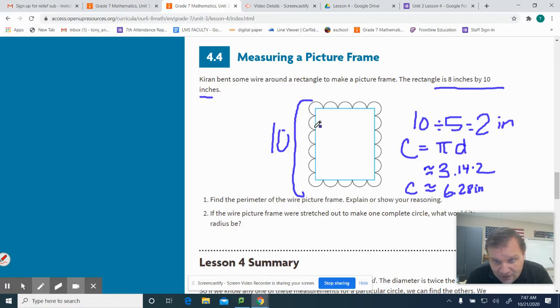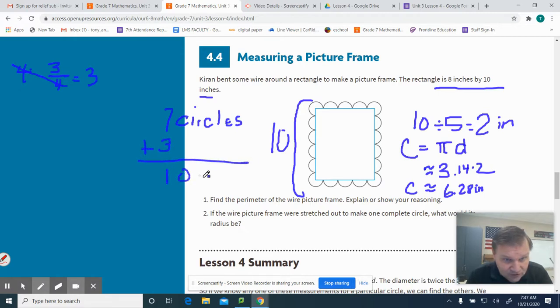Well, I know that two half circles make a full circle. So when I count my half circles, I have 1, 2, 3, 4, 5, 6, 7, 8, 9, 10, 11, 12, 13, 14. 14 half circles makes 7 circles. Okay. But I have those corners there. 1, 2, 3, 4 corners. And those are 3/4 of a circle. So when I multiply that, that gives me a total of 3 more circles. So I have a total of 10 circles here.